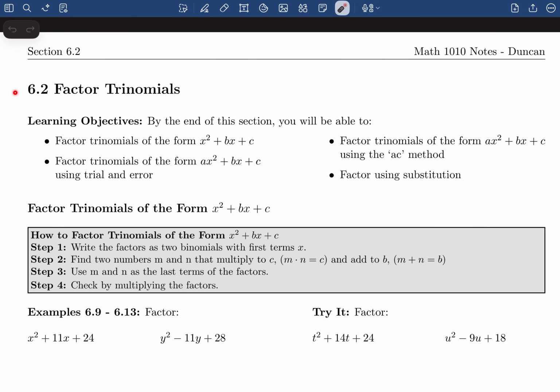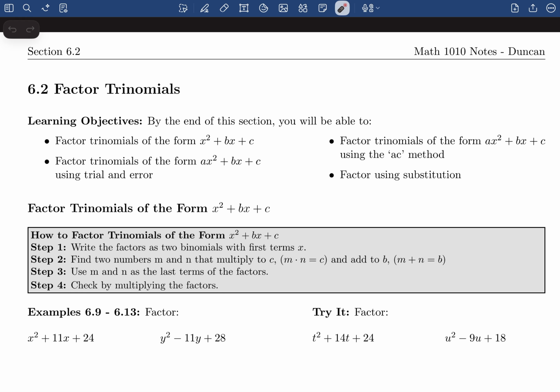This is lesson 6.2, factor trinomials. The learning objectives are to factor trinomials of the form x squared plus bx plus c, factor trinomials of the form ax squared plus bx plus c using trial and error, factor trinomials of the form ax squared plus bx plus c using the AC method, and factor using substitution.